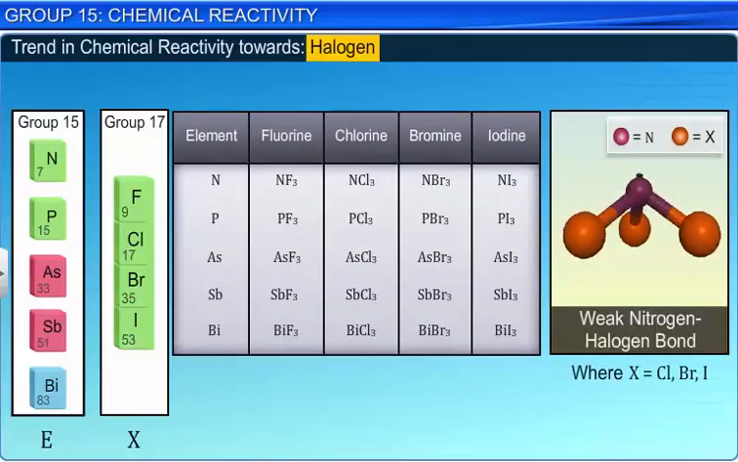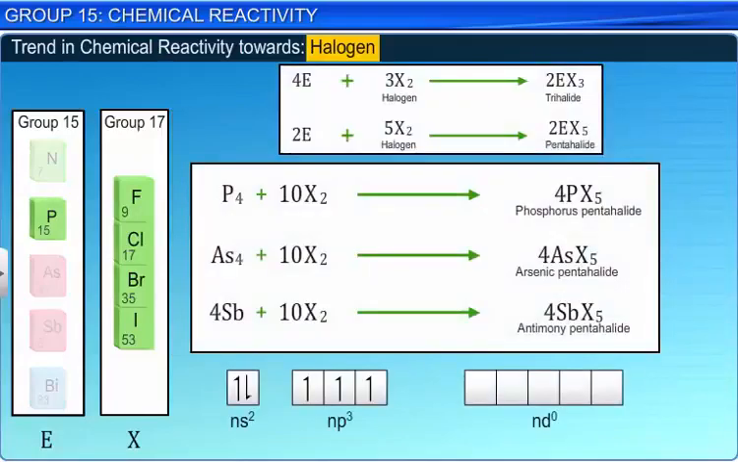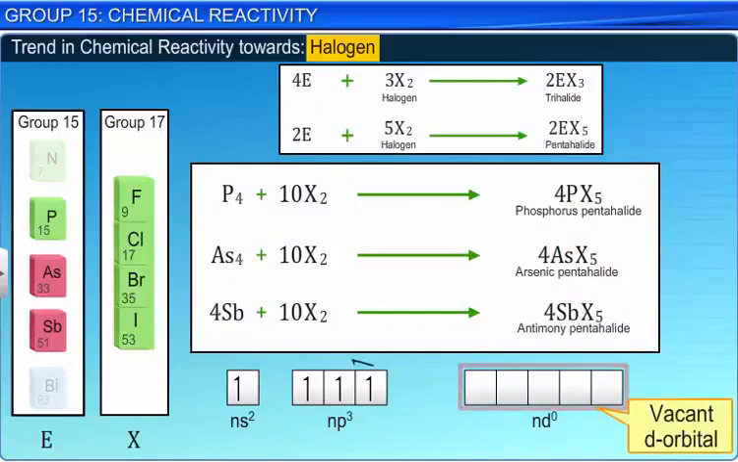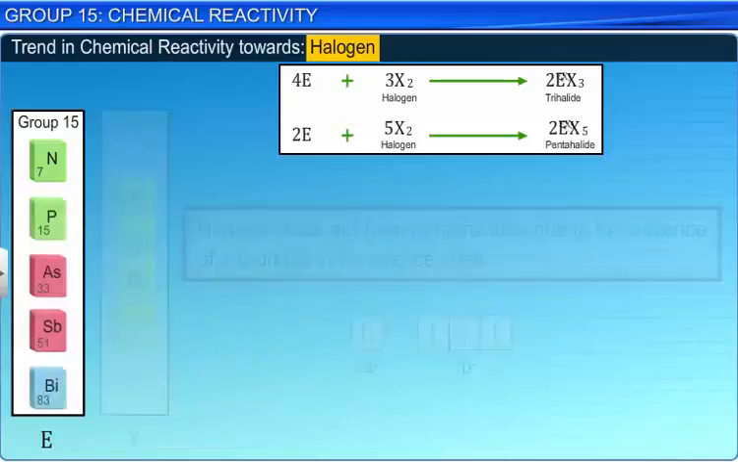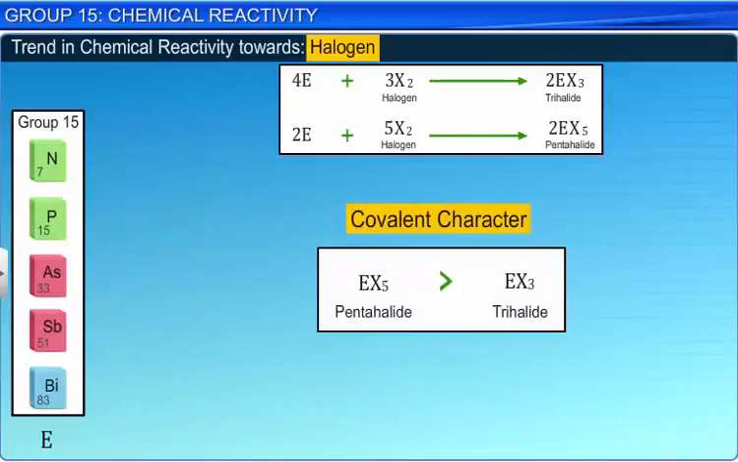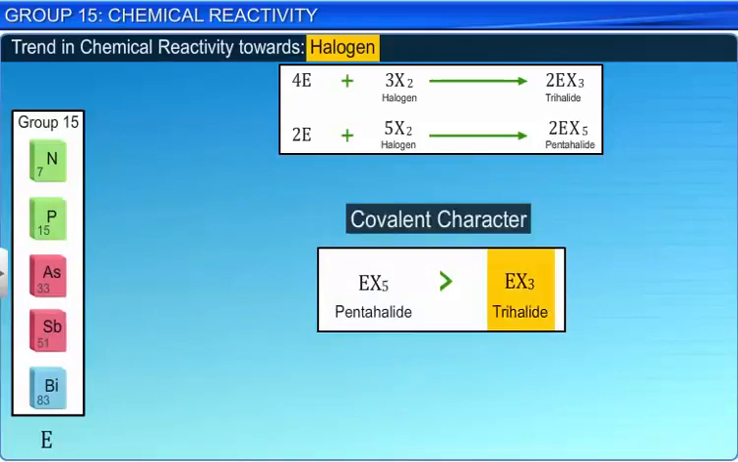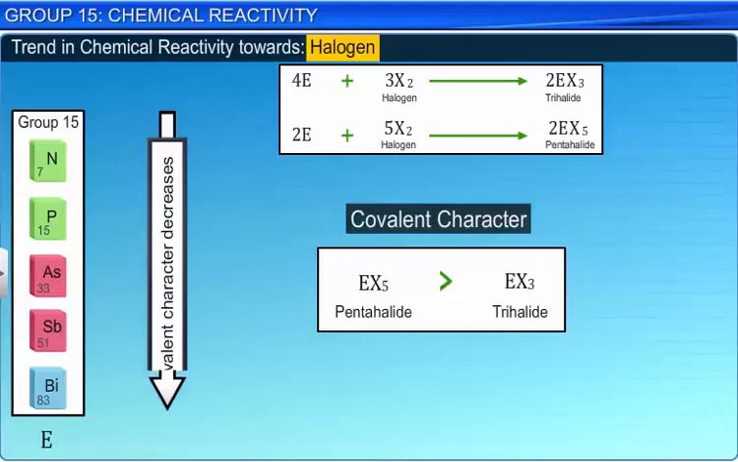Phosphorus, arsenic, and antimony form pentahalides due to the presence of vacant d orbitals in their valence shells. Nitrogen does not form pentahalides due to the absence of a d orbital in its valence shell. Pentahalides are more covalent than the corresponding trihalides. Moreover, the covalent character of halides decreases from nitrogen to bismuth. Note that bismuth trifluoride is not a covalent compound.